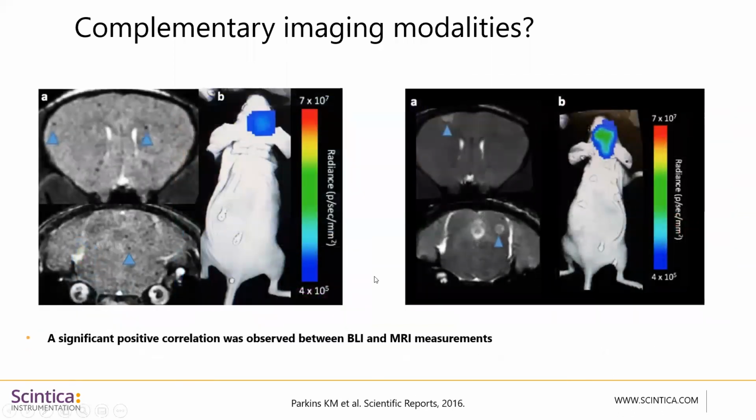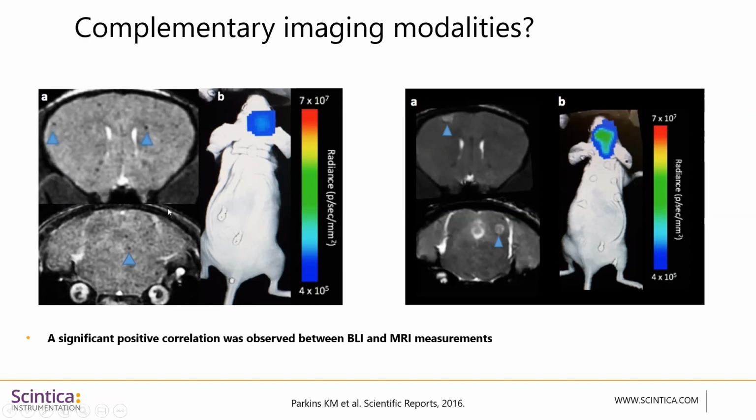This is a study I did very early on in my PhD. And I just wanted to show this because I think many people see, when I say complementary modalities, especially for cancer studies, people think of tumor burden measurements. But I wanted to show this because it can actually be done much earlier.